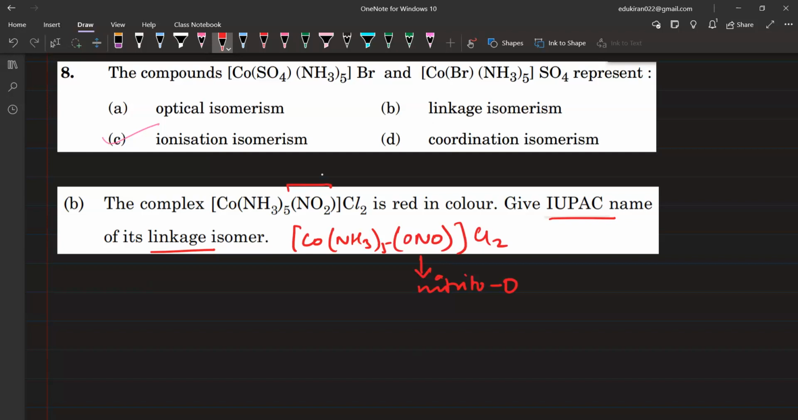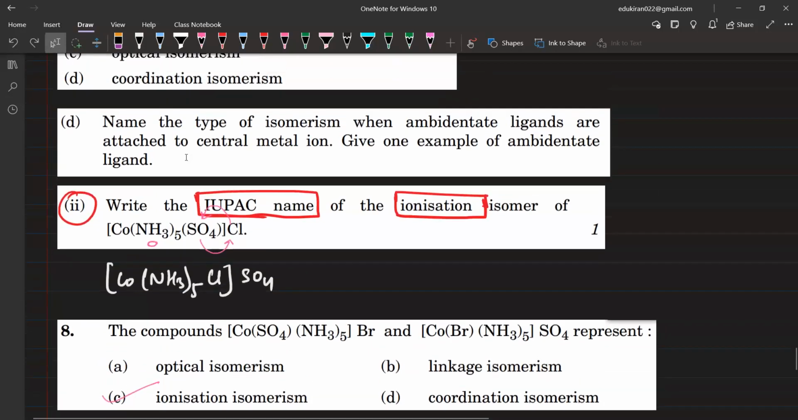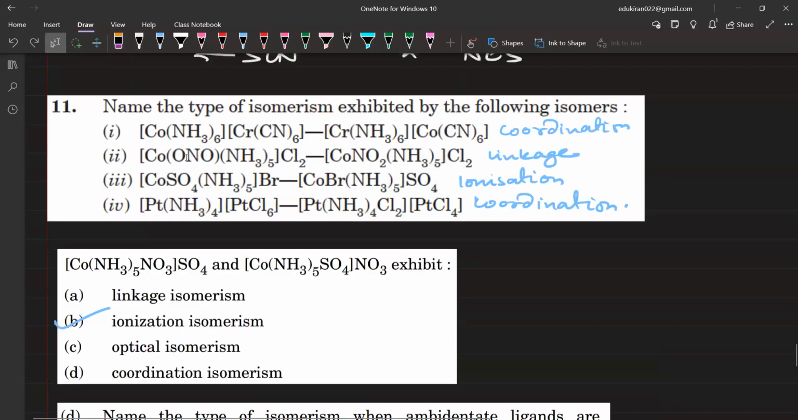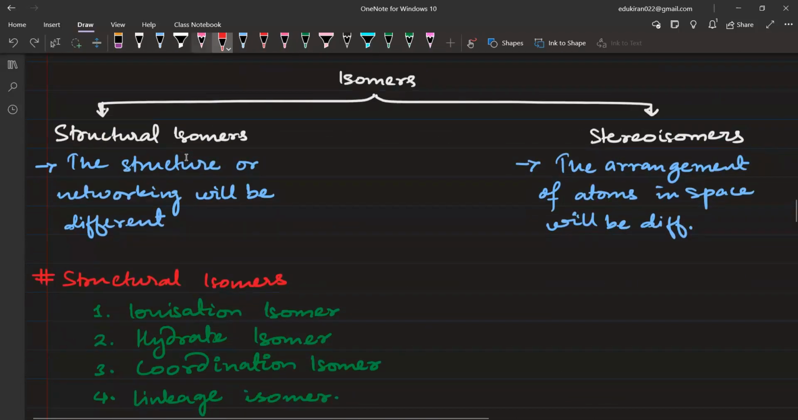Is that clear? Yes or no? Please tell me guys. सबको समझ में आ गया कैसे करना है? Let me see अगर और कोई सवाल बचा है या नहीं. और कोई सवाल नहीं है? ठीक है. So that's it for today. We have not completed isomers still. We have completed structural isomers. Structural isomers हमने कर लिया. In the next class, we will look at stereoisomers, and that will be the last class of coordination compounds.